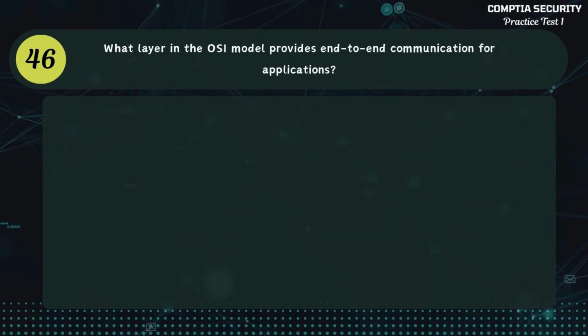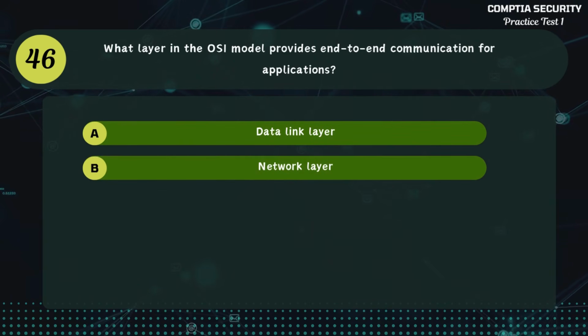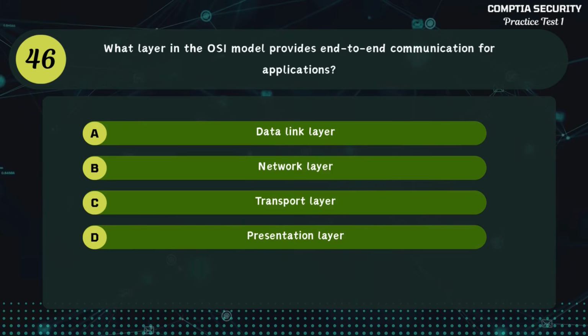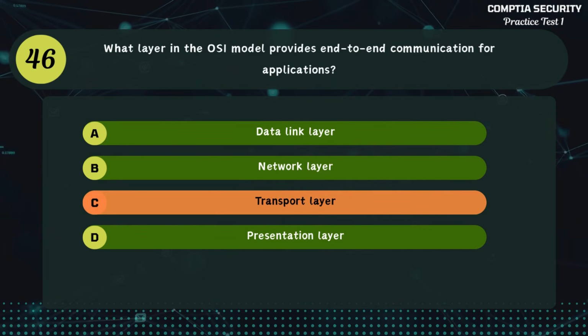Question 46. What layer in the OSI model provides end-to-end communication for applications? A. Data link layer. B. Network layer. C. Transport layer. D. Presentation layer. Correct answer C. Transport layer.